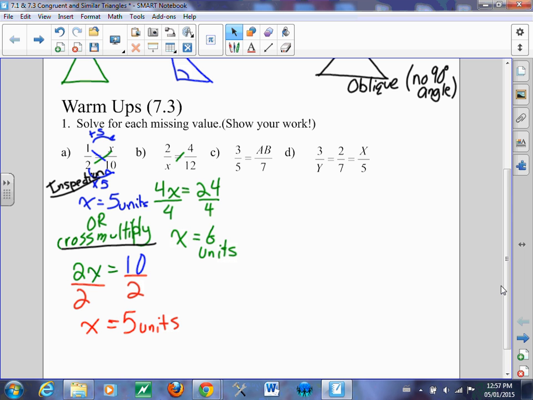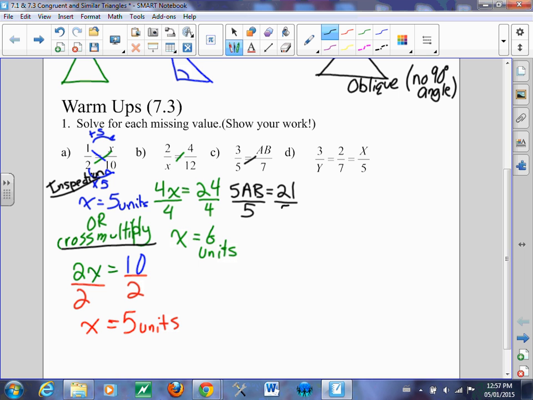C might look a little different, and it says AB. That's just measuring A and B, 2 points on a triangle, so that's length AB. Just remember back from our distance formula, that's what we used. So we do the same thing here, folks. We're going to cross multiply, so 5AB equals 3 times 7, which is 21. To get AB by itself, you divide by the coefficient, which is 5. So AB equals 21 over 5, or you could write down that it equals 4.2 units.